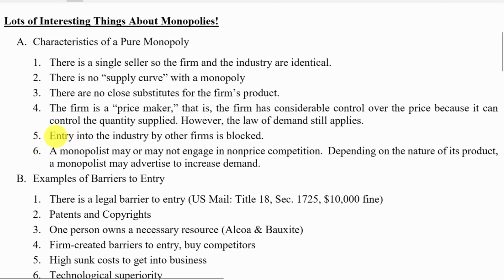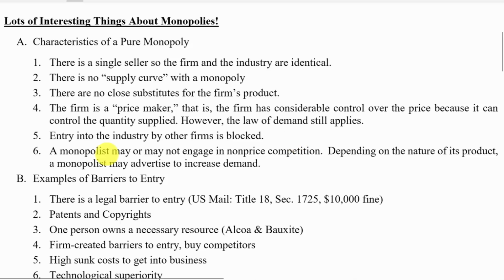Assumption number 5 is that there's got to be a good reason why there's only one firm in this market, especially if they're going to be making any profits. So we assume that entry into this industry has to be blocked. So there's only one firm because there's something keeping other firms out. And we'll talk about a list in just a second of a lot of good reasons why there might just be one firm.